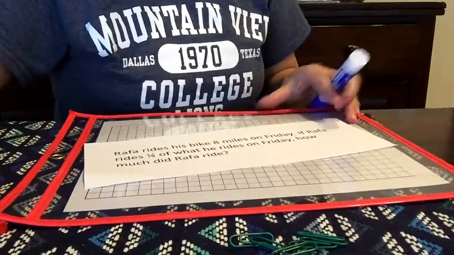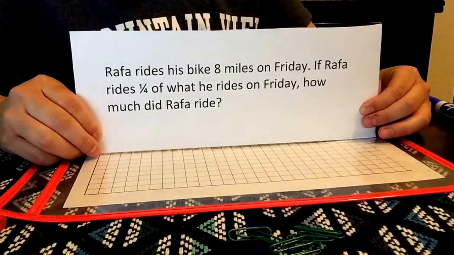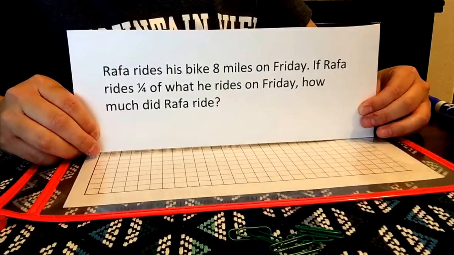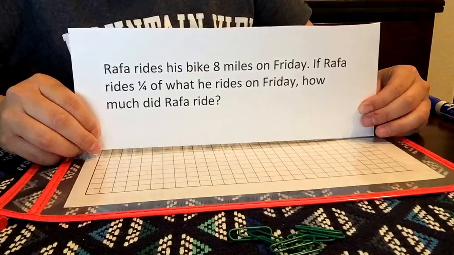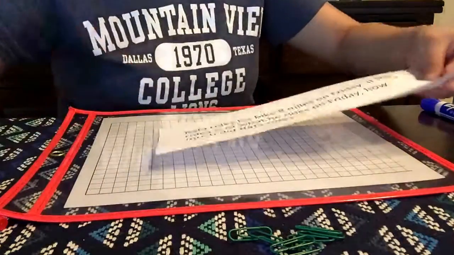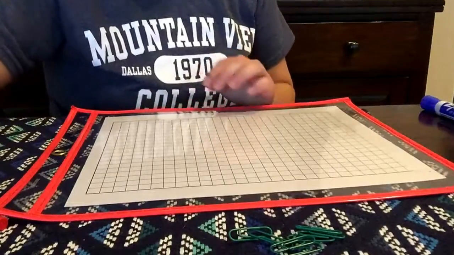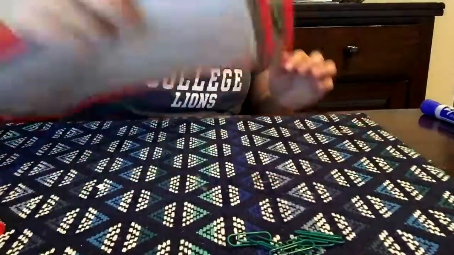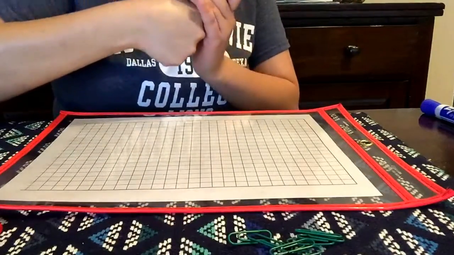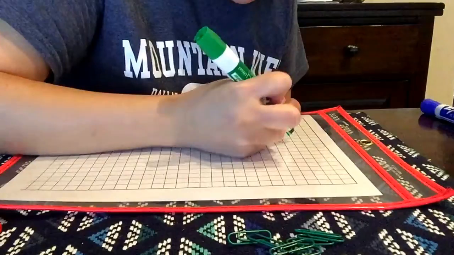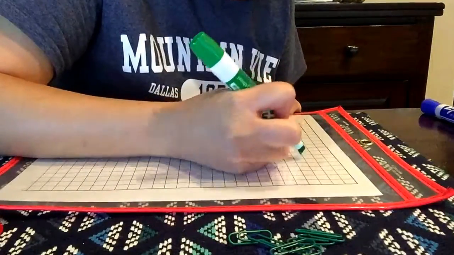And here is our next problem. Rafa rides his bike 8 miles on Friday. If Rafa rides 1/4 of what he rides on Friday, how much did Rafa ride? So we're going to use this grid to help make a line graph or linear model. We are going to count 8 squares to represent our 8 miles that Rafa rode on Friday. So we have 1, 2, 3, 4, 5, 6, 7, and 8.